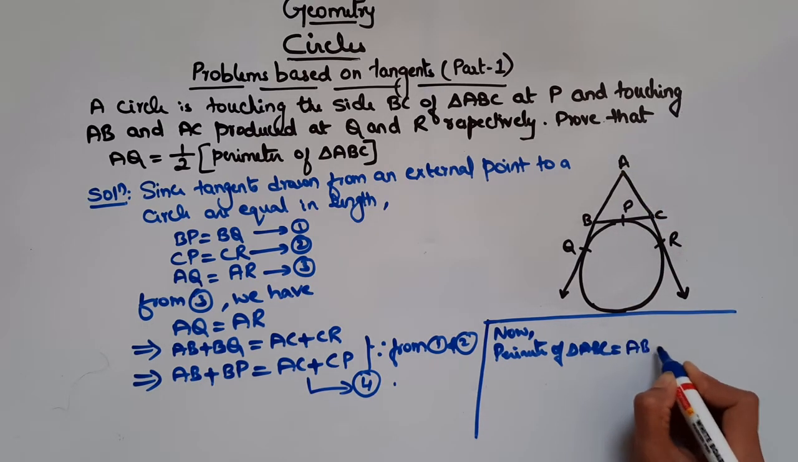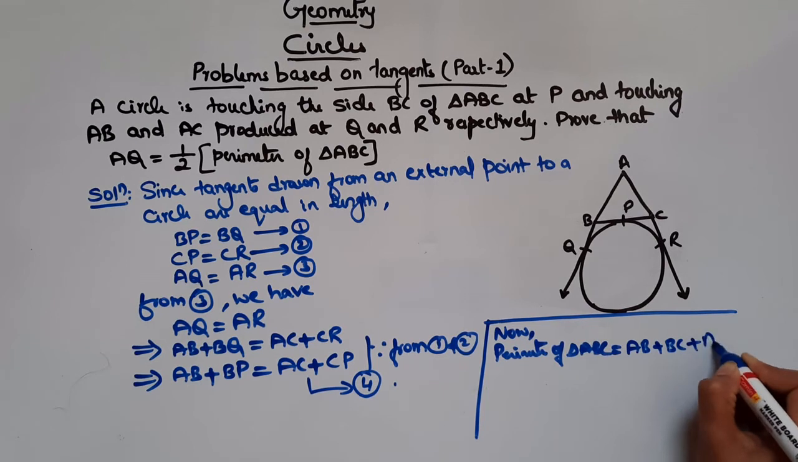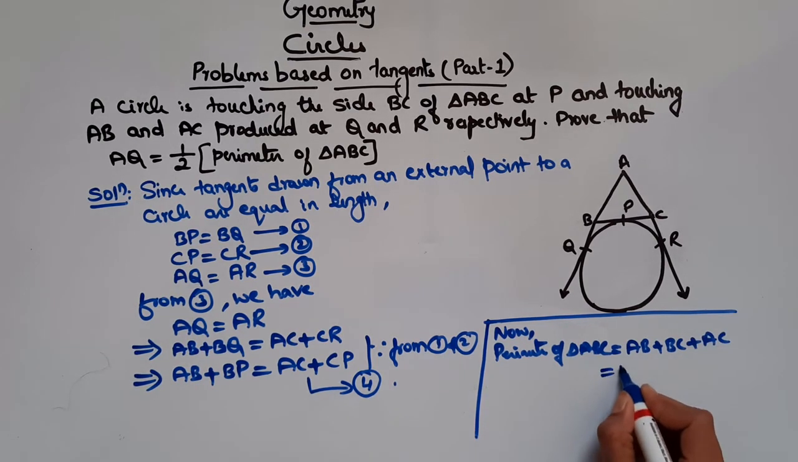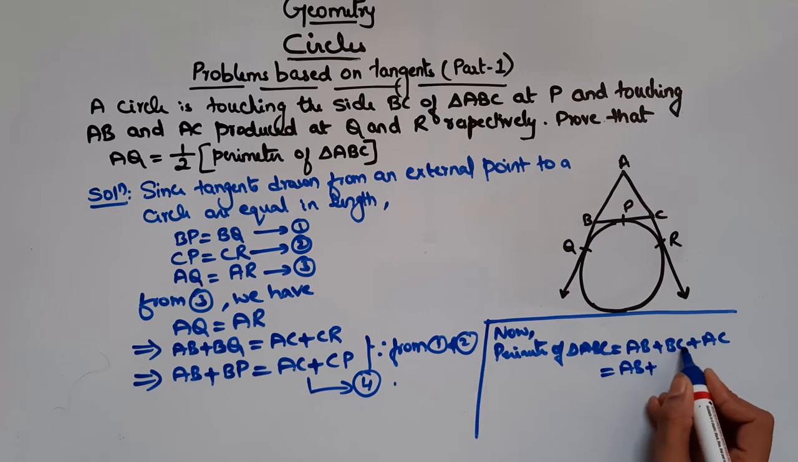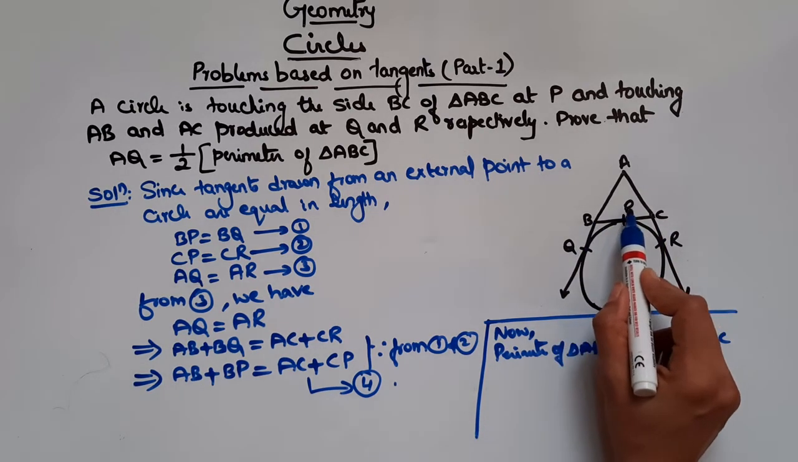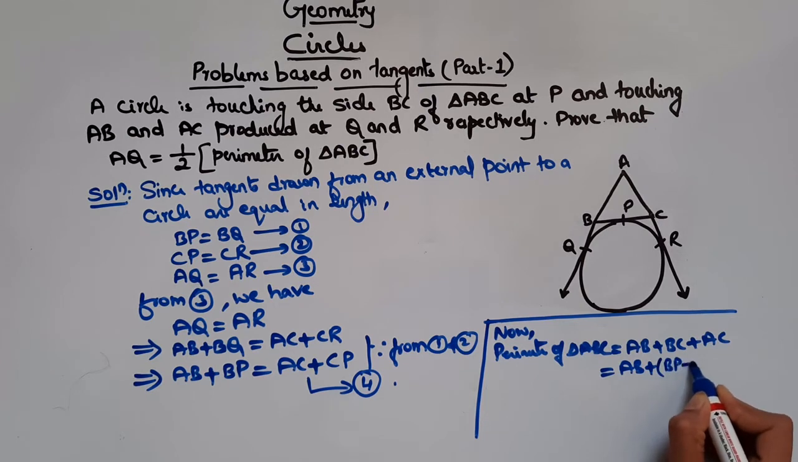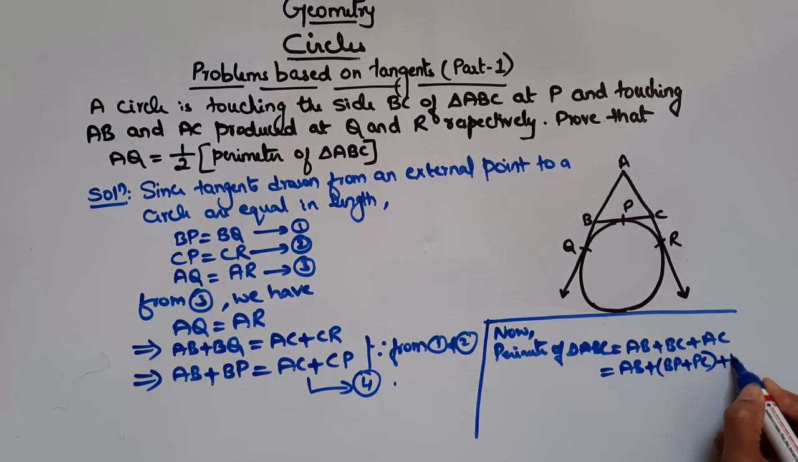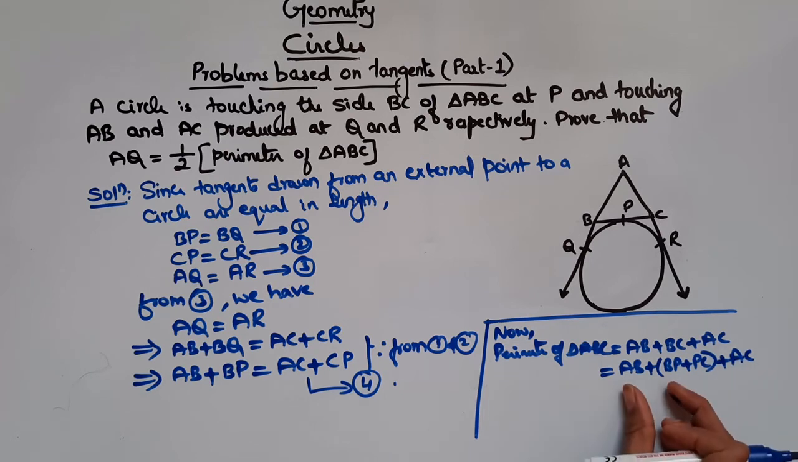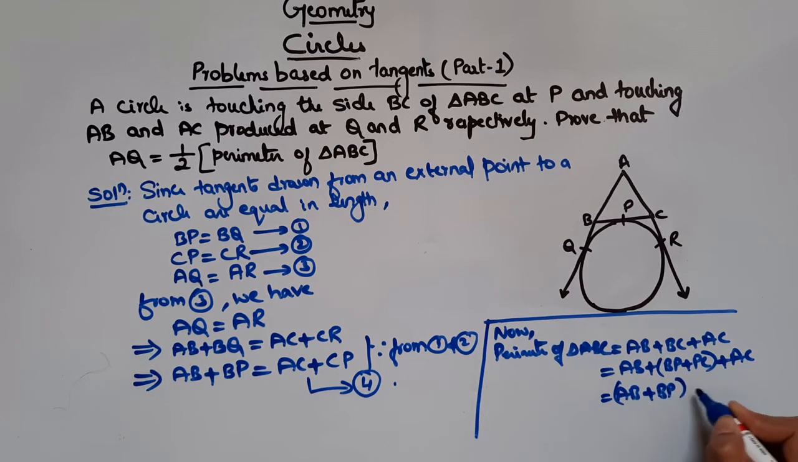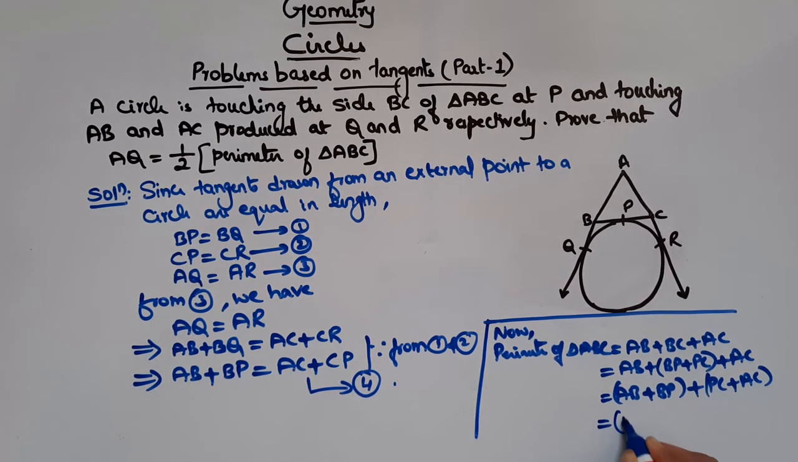So we have AB plus BC plus AC, right? Which is equal to AB plus, what is BC? BC you can write as BP plus PC. So BP plus PC plus AC, right? Now let's group these two terms. We have AB plus BP plus PC plus AC. We just grouped these two terms together, right? Which is equal to AB plus BP plus, here we have PC plus AC.